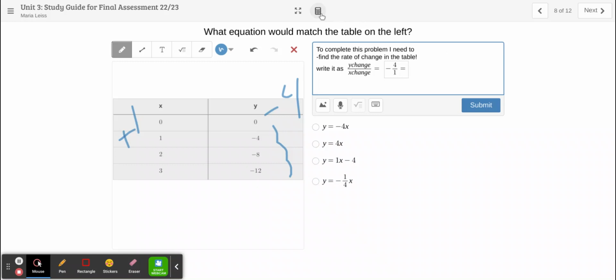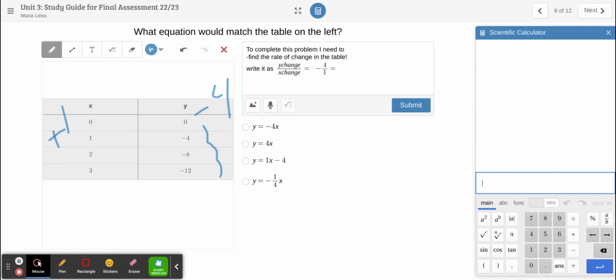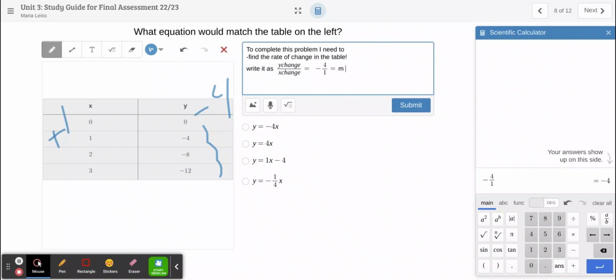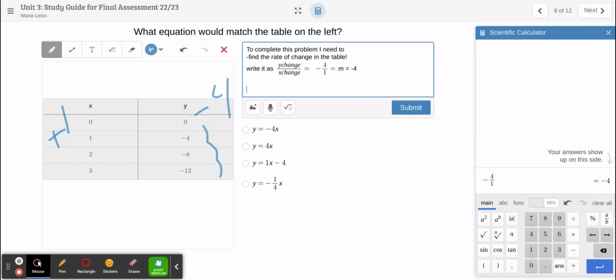If you come up here to your calculator and you put in negative 4 over 1, yep, our slope is negative 4. Now, to find the b, find where x equals 0 in our table. Here is x equals 0, right? That means this is our b.